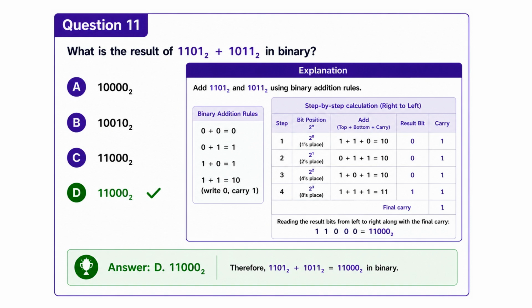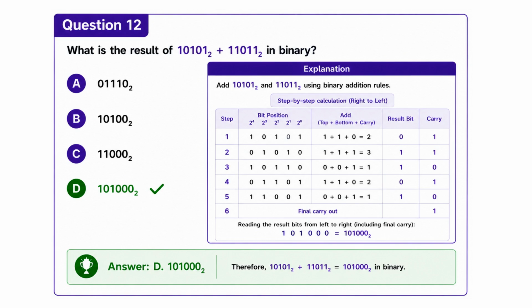Let's solve this binary subtraction. We subtract 0111₂ from 10111₂. Start from the rightmost bit and work left. Borrow only when it is needed. After completing each step, the result is 10000₂. Therefore, the correct answer is D, 10000₂.